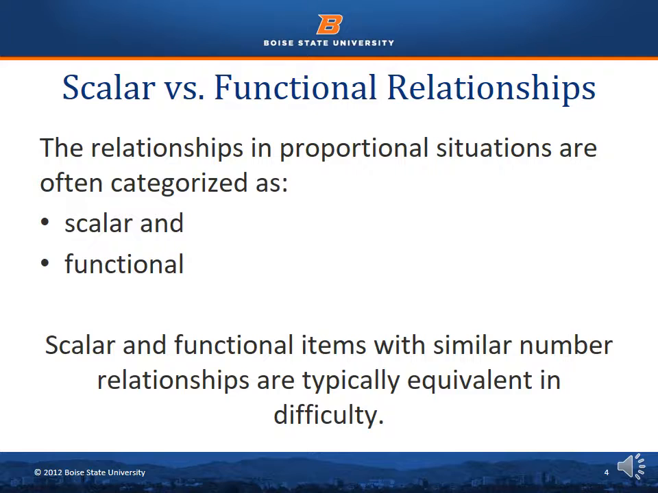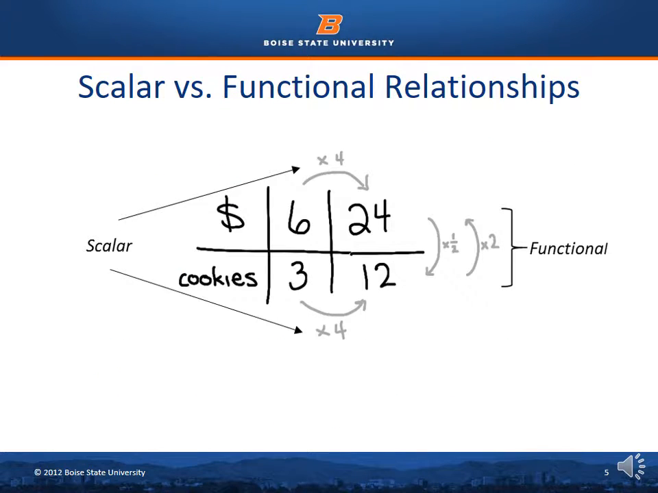The relationships that exist in proportional reasoning situations are often categorized as either a scalar relationship or a functional relationship. Problems involving these two relationships are typically equal in difficulty as long as the number sizes are similar. This graphic gives us a quick glance at the difference between scalar and functional relationships.